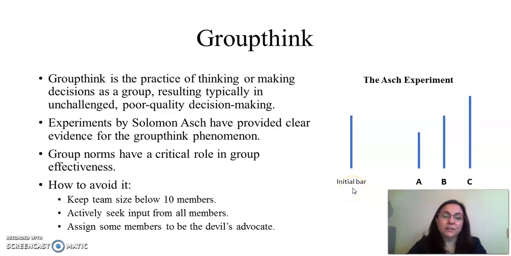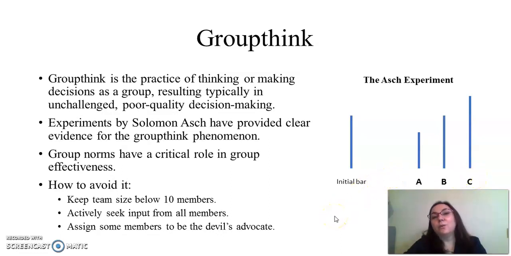And what happened is that you are invited into a room, okay, and the scientists show you this initial bar, and they ask you which of these three bars the initial bar is equal to, okay? Is it A, is it B, or C? So when you are asked this question, your answer will be automatically B, right? But what happened in the experiment is that all others in the group were told by the scientists to give the answer C.